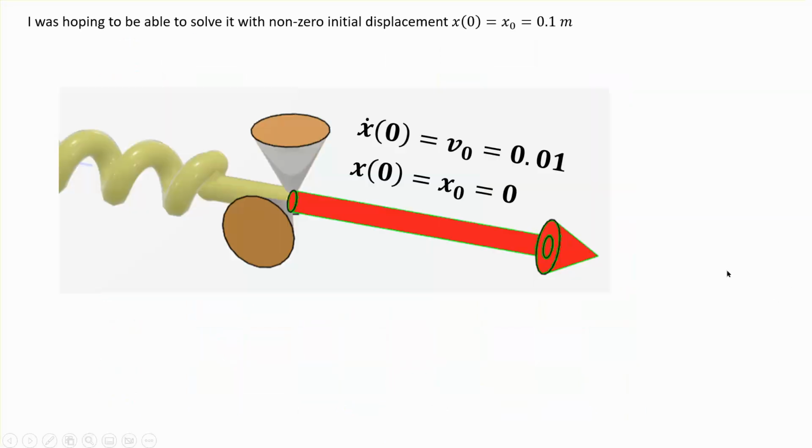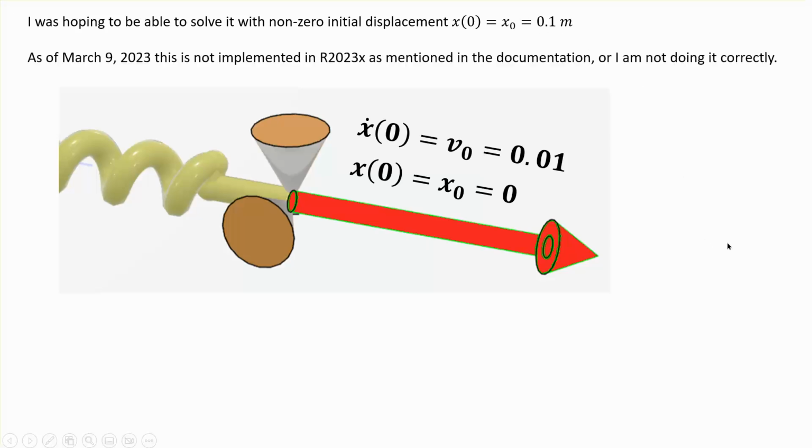Now, let's go back and see what is it that I was trying to do and what issues that I ran into. I was hoping to be able to solve, instead of x of 0 equal to 0, x of 0 equal to a non-zero value, which is 0.1 meter. Now, I realized that based on the documentation that is available in release 2023X for modal dynamics, something is not implemented as of this date, or maybe I'm not doing it correctly.